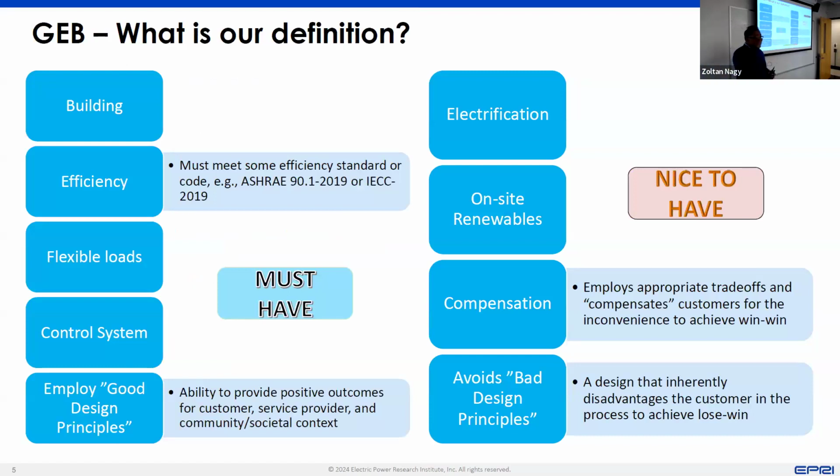What is a grid interactive and efficient building? It has to be a building first, okay? As stupid as it sounds, you cannot just have a parking lot. You can do a lot with a parking lot. For example, you can make it all electric vehicles and bid that entire capacity into the grid, and you can make a lot of money out of it. That's not what we're trying to do.